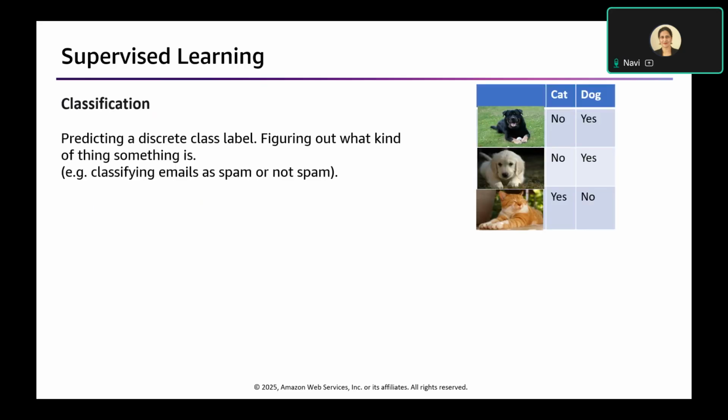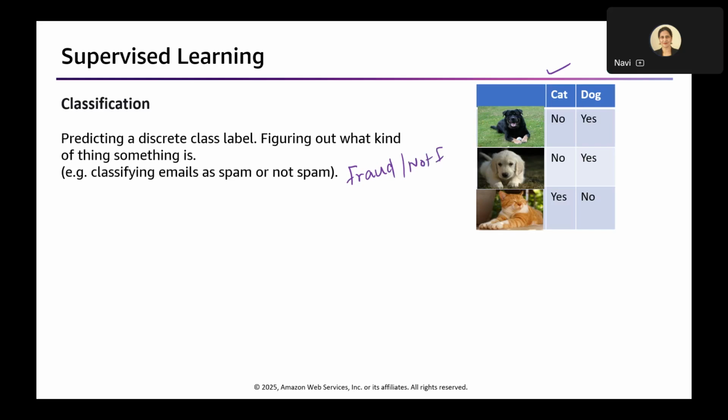In a supervised learning setting, the objective is to develop a function that takes a labeled data set, like this one here, and then generates an output value on unseen data. So we have classification here. We can use classification to predict a discrete class label, meaning we can figure out what this thing is. Classifying emails as spam or not spam, classifying transactions as fraud or not fraud, classifying whether it is a cat or a dog.